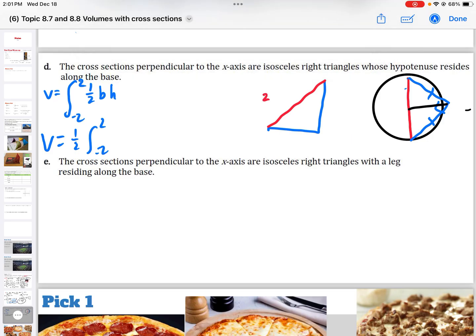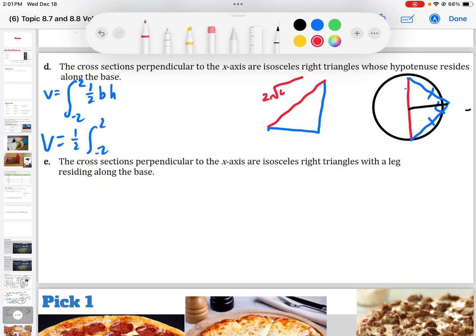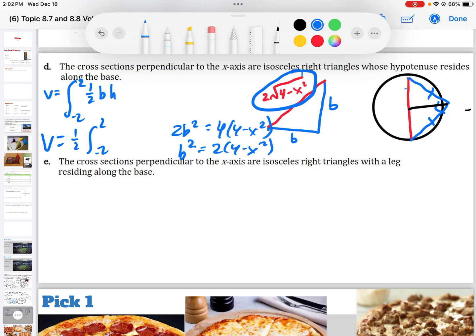where the hypotenuse is 2 square roots of 4 minus x squared. We could call this base, and this base. They're the same thing. Call it b. It's going to be your base and height, the same thing. So 2 bases squared is equal to this square, which is 4 times 4 minus x squared. Solving for b, I'd get b squared is equal to 2 times that. So base squared is equal to 8 minus 2x squared, square root that.